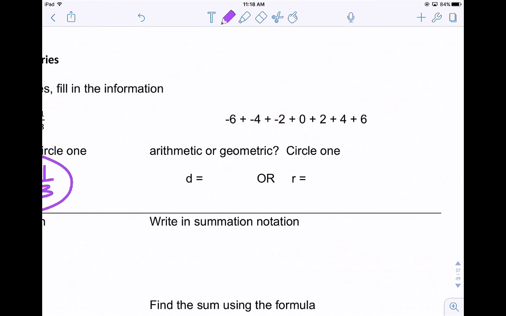For this one right here, this one is arithmetic. The common difference, just take a number, subtract from the one before, so here the common difference is 2.